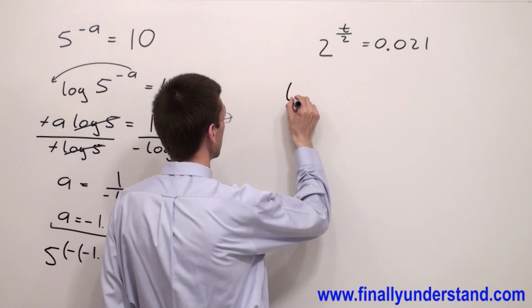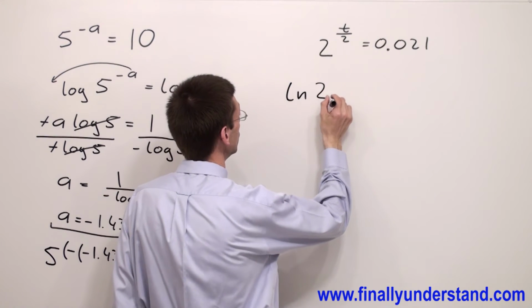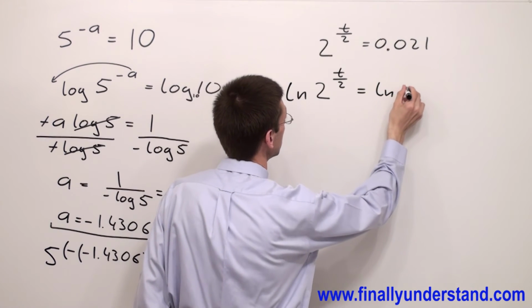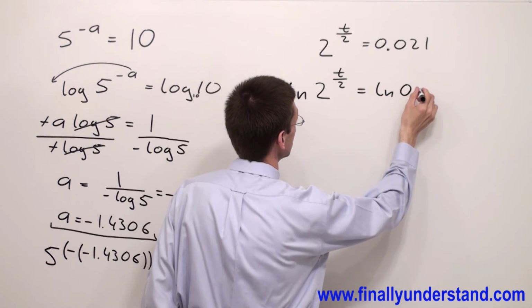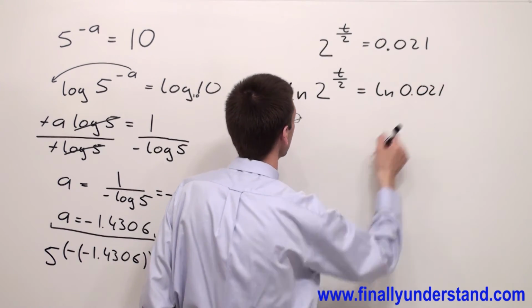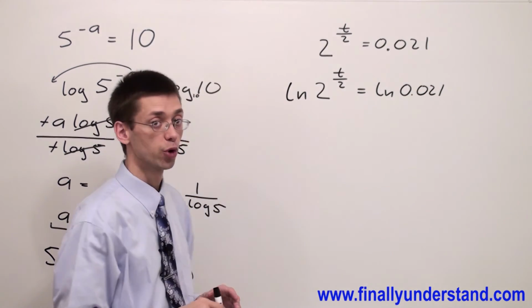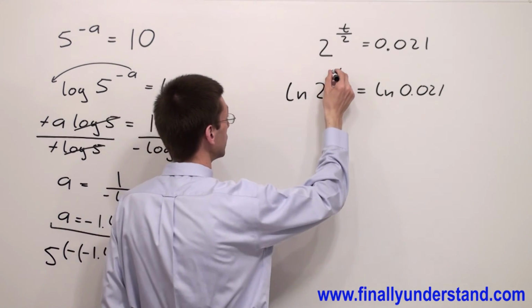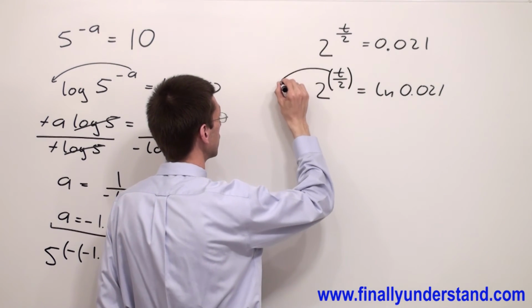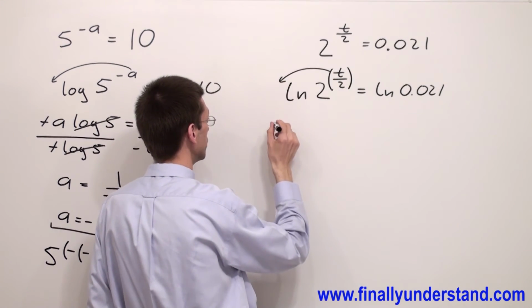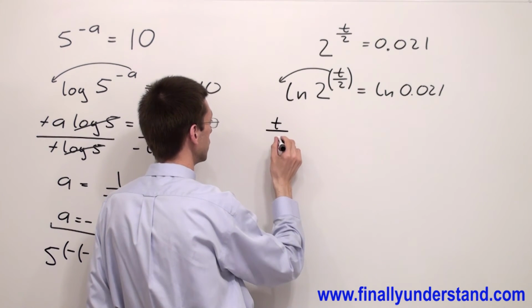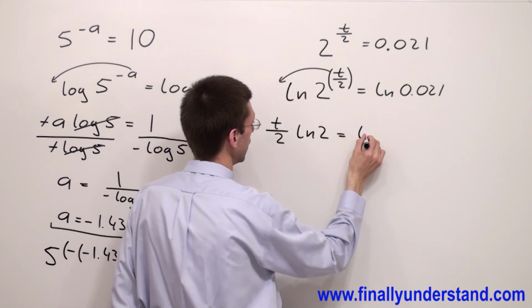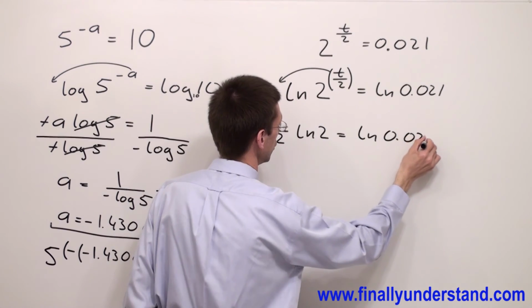Simply write ln of 2 to the t over 2 is equal to ln 0.021. Next, you're supposed to use the property for the log of a power and bring this exponent to the front of the logarithm. And I'm going to have coefficient t over 2 times natural log 2 equals ln 0.021.